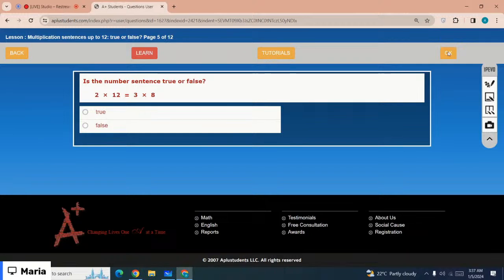Is the number sentence true or false? 2 times 12 equals 3 times 8. Which is the correct option? 12 times 2 is 24 and 8 times 3 is also 24. So that is true. Very good. It is true.